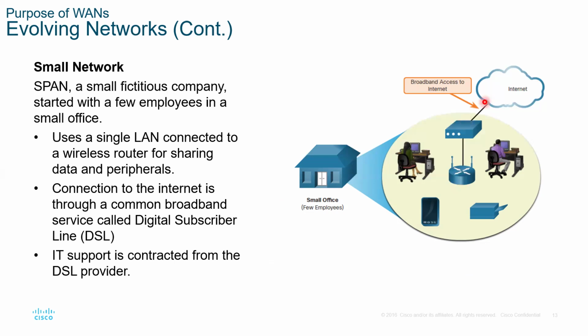For this broadband access, I think in this example they were using DSL. We're going to go through all those types of connections later on. So for this one, they were using DSL. That's a small network, a small setup.